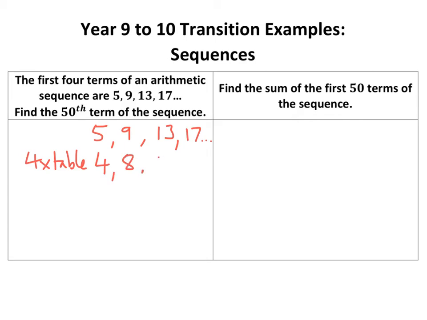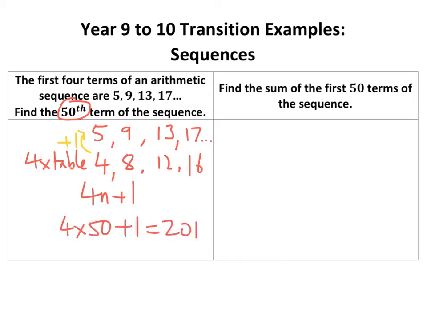Now we get this, oops, that should be a comma, alright, and our sequence is the 4 times table, add 1, and so therefore you get 4n add 1 as the nth term. Okay, and all you've got to do to find the 50th term is swap n for 50, so 4 times 50 plus 1, which is 201.